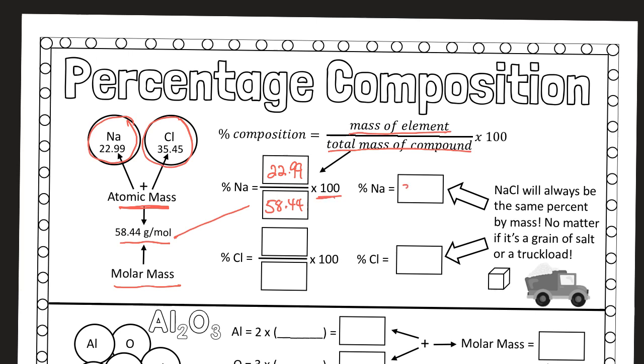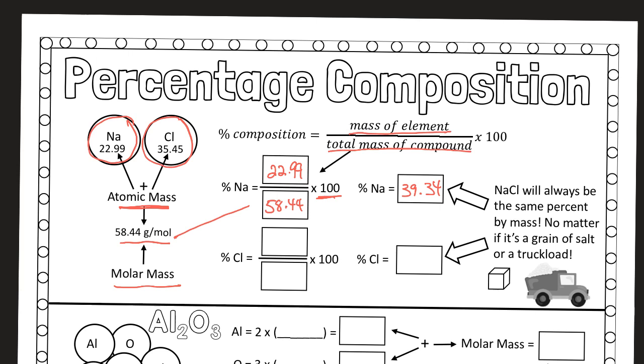and you'll get 39.34%. We're going to stay with our significant figure rules. There's 4 significant figures in all these numbers, so it's pretty easy to know that you're going to need 4 significant figures in your answer.